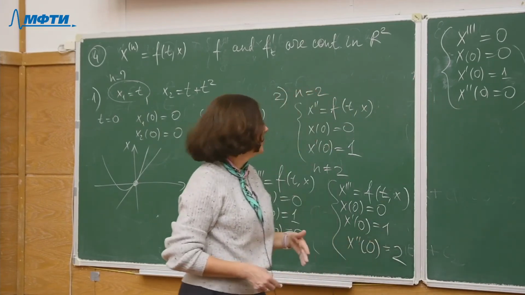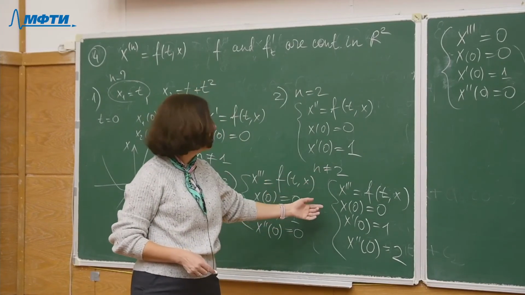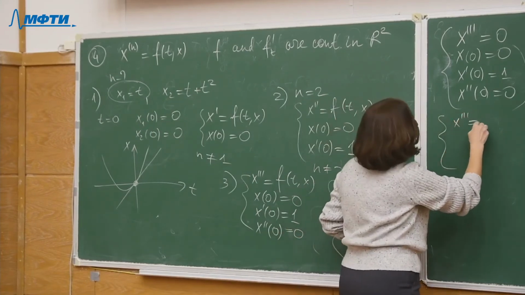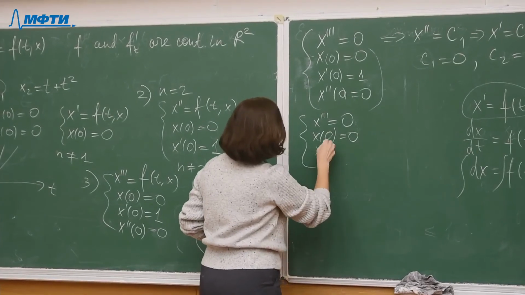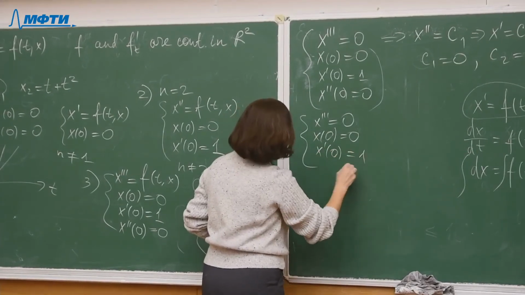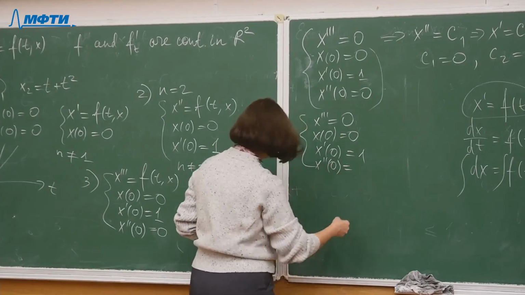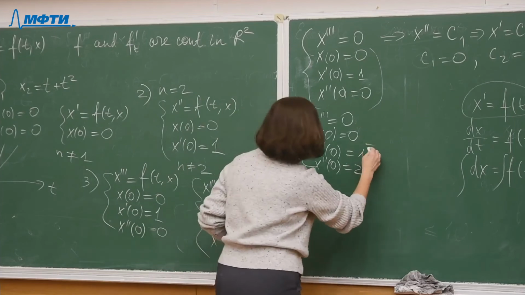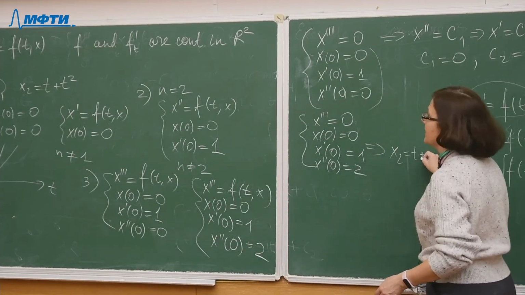And similarly, if we solve x triple prime equals 0, x of 0 equals 0, x prime of 0 equals 1, and x double prime of 0 equals 2, then we will get x equals t plus t squared.